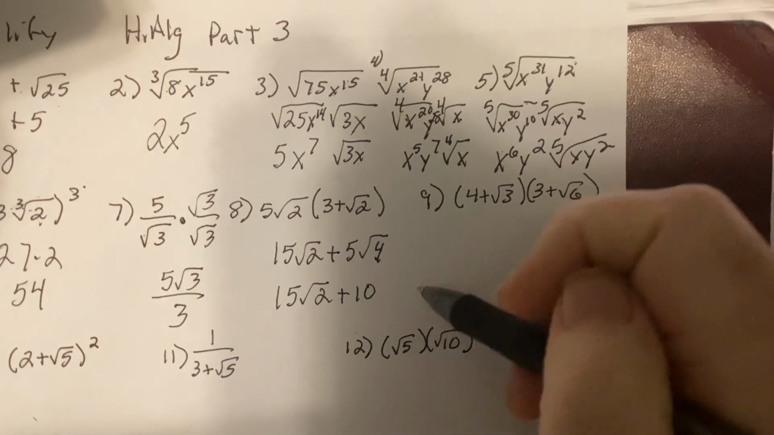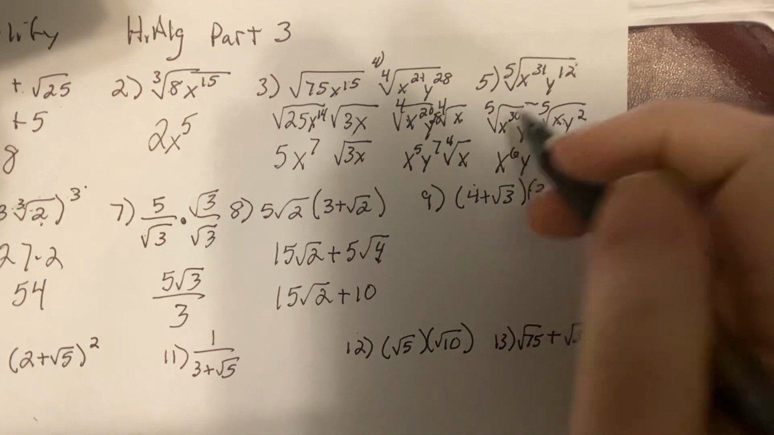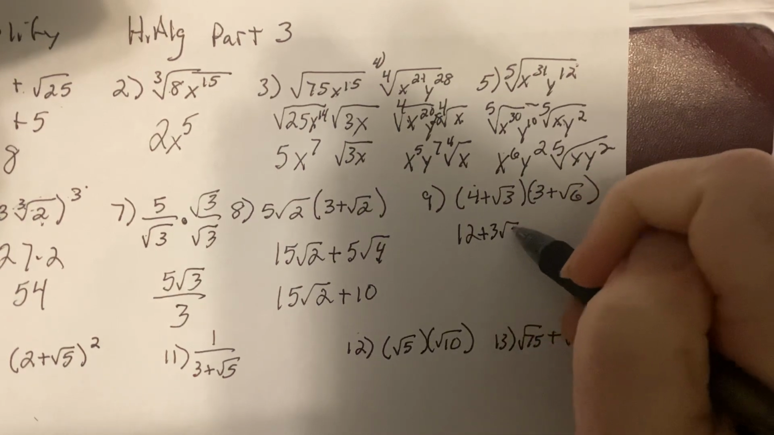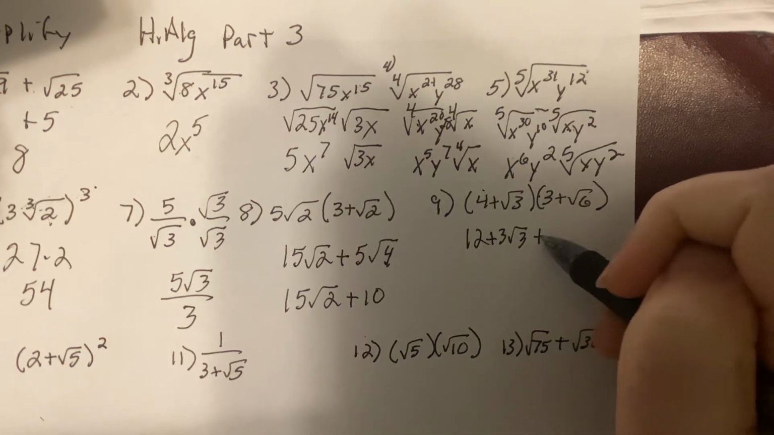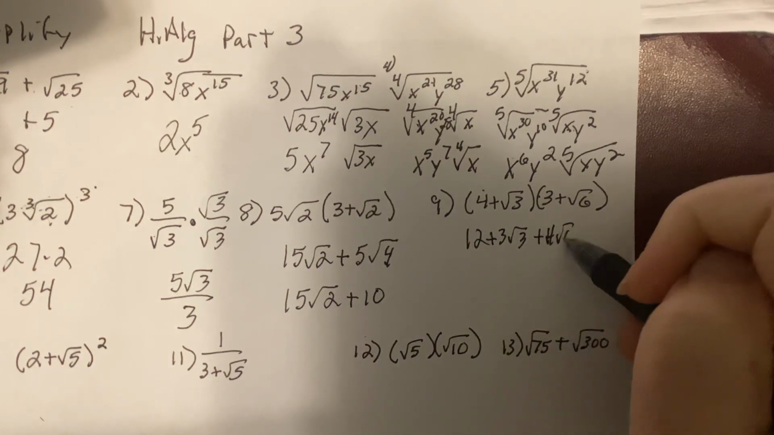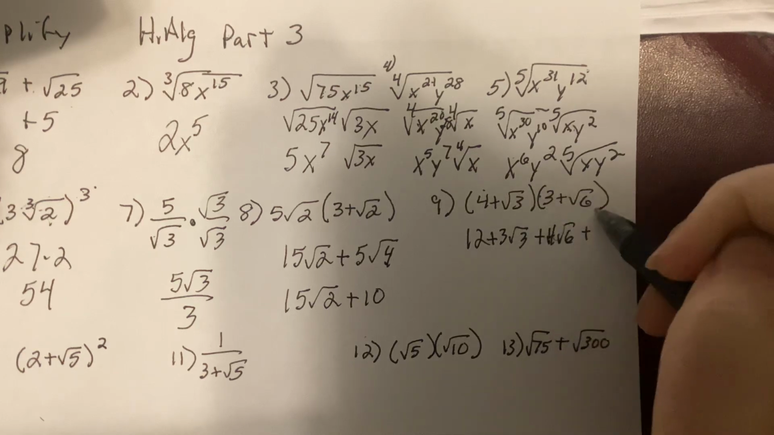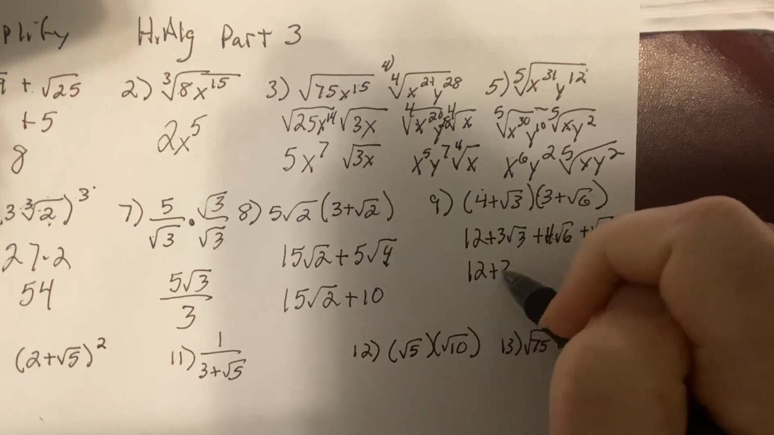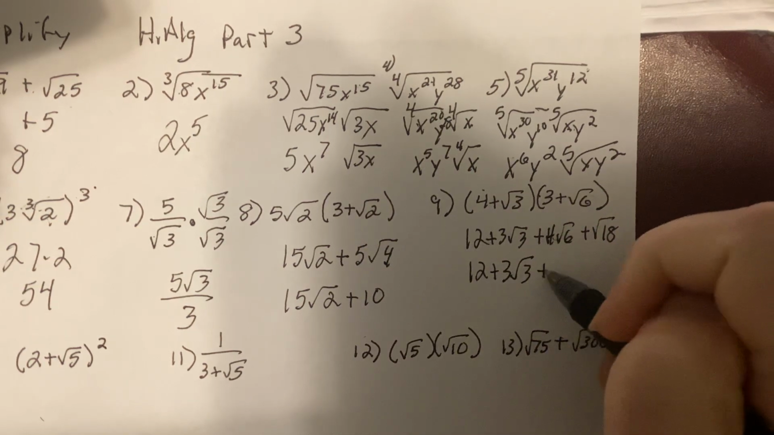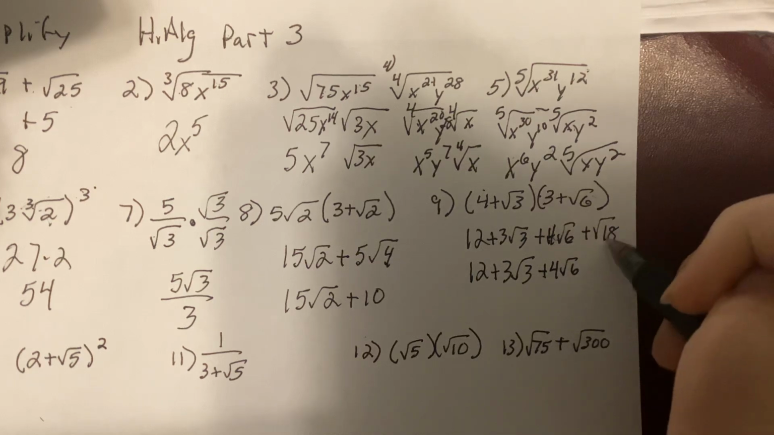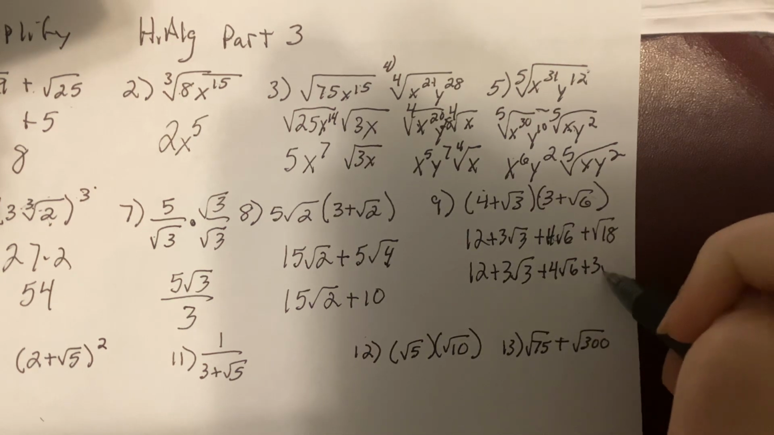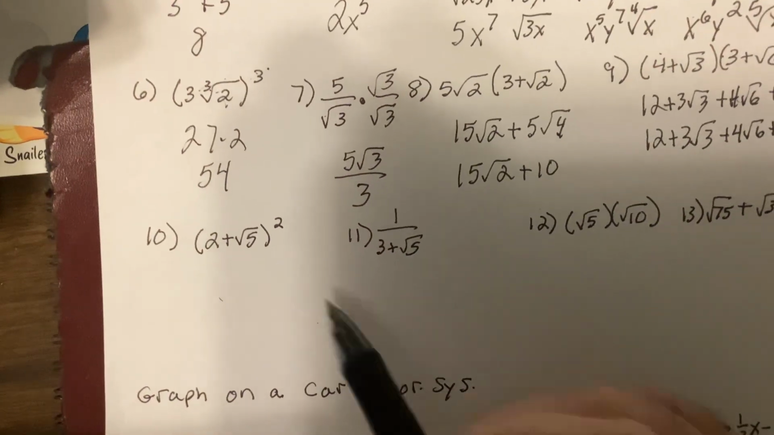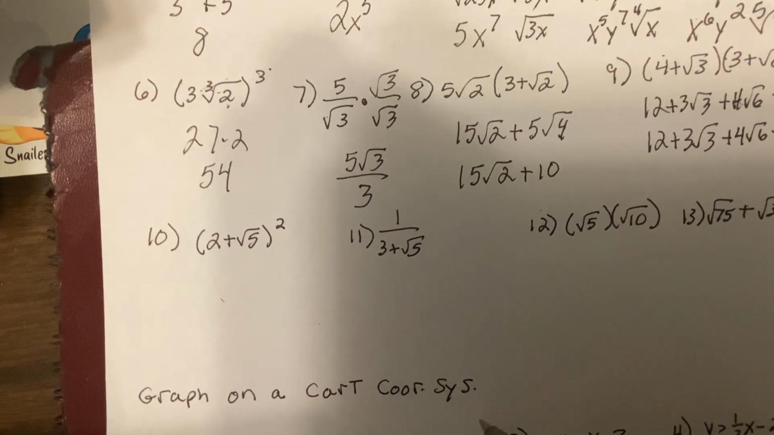Okay, this one you FOIL. 4 times 3 is 12. 3 square root of 3. 4 square root of 6. Oh, that is sloppy. And this would be square root of 18. 18 can be simplified. 18 is 9 and 2. Square root of 9 is 3. Can't do anything with the 2. So do these 2 for me, please, and then turn me back on.